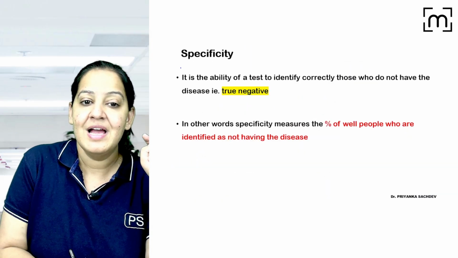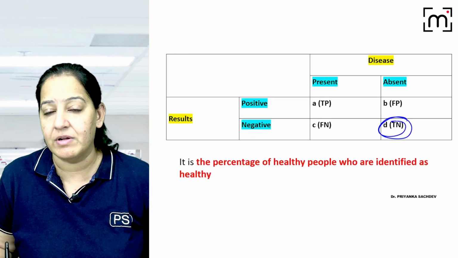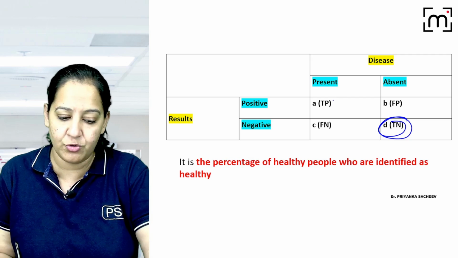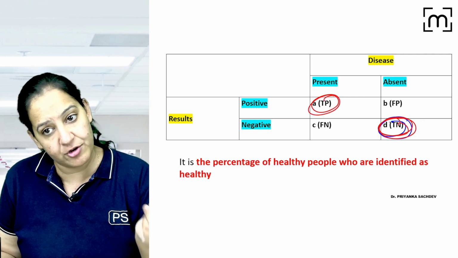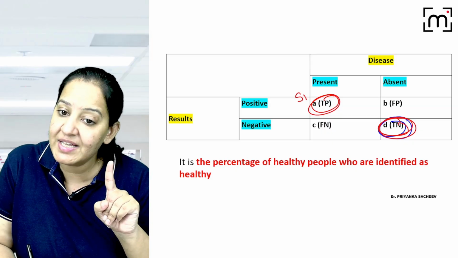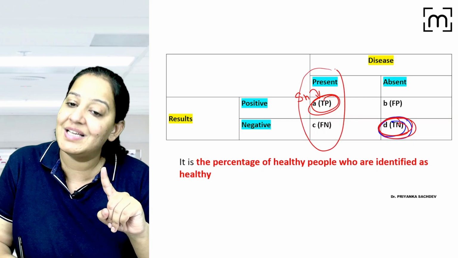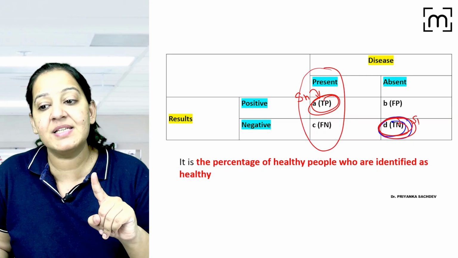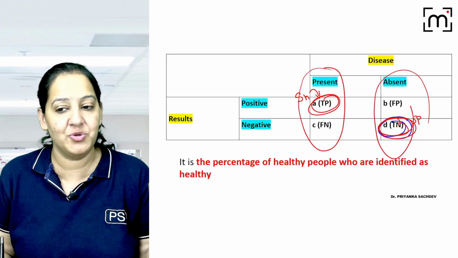Coming on to specificity. Specificity is the ability of the test to detect true negative. Sensitivity was the ability of the test to detect true positive, and specificity is the ability of the test to detect true negative. I repeat, sensitivity is the ability to detect true positive among all diseased persons. Specificity is the ability to detect true negative among all healthy persons who don't have the disease.